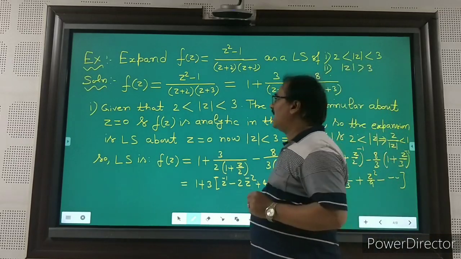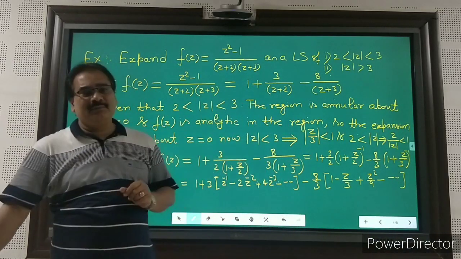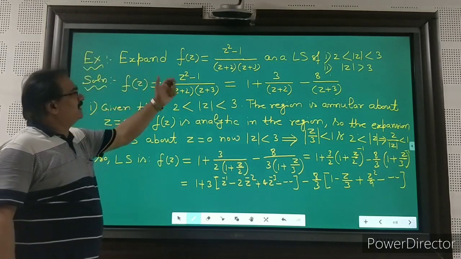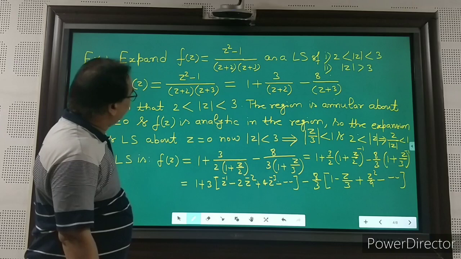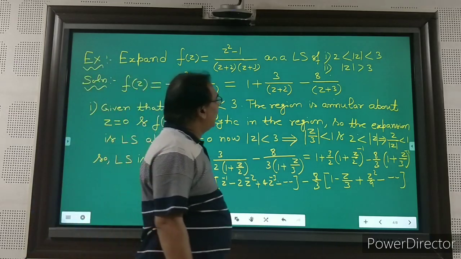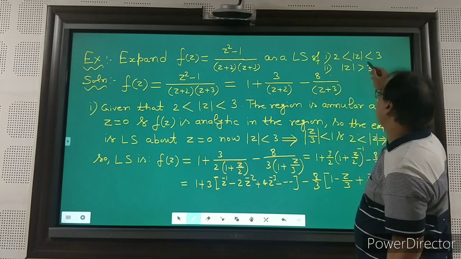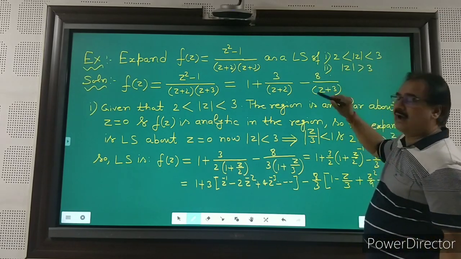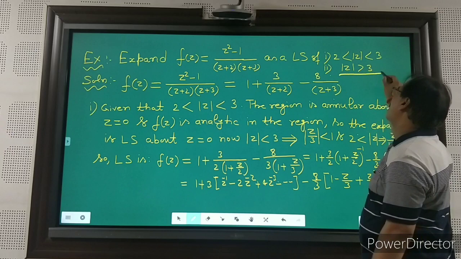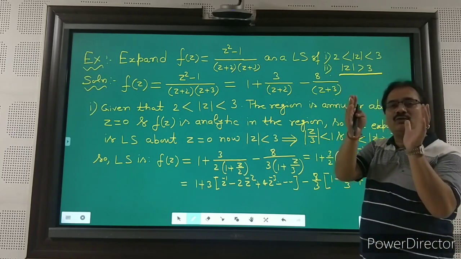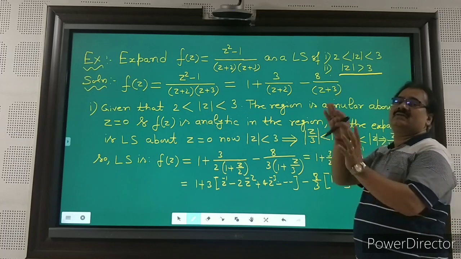Now let us look at one example. If it is given that you have to expand f(z) equal to (z squared minus 1) divided by (z plus 2)(z plus 3) as a Laurent series. The first condition is that mod of z lies between 2 and 3, and the second condition is mod of z is greater than 3.